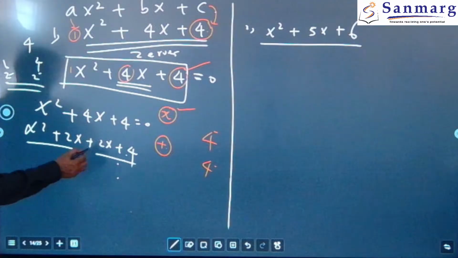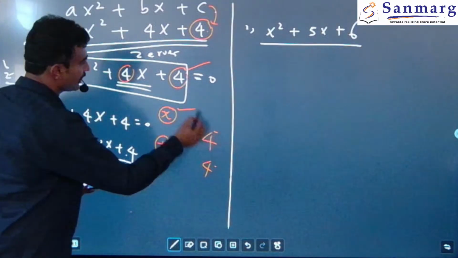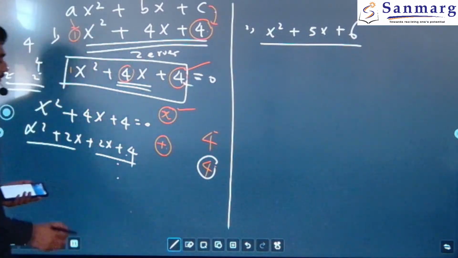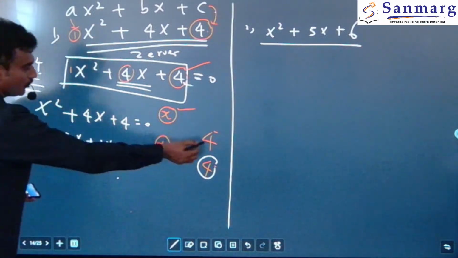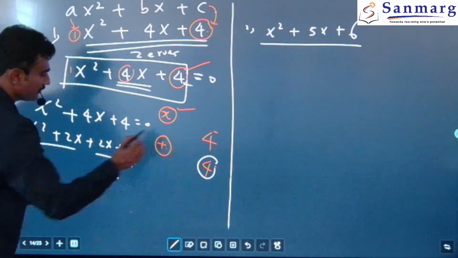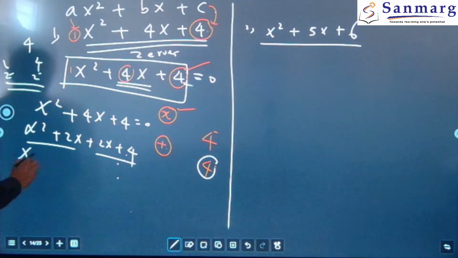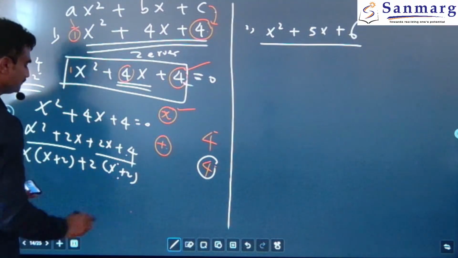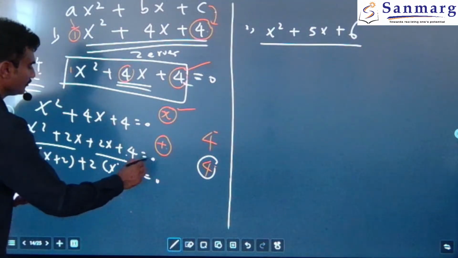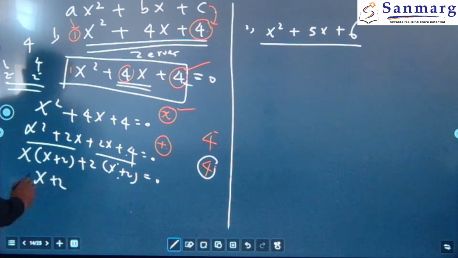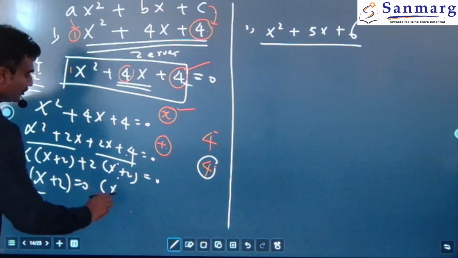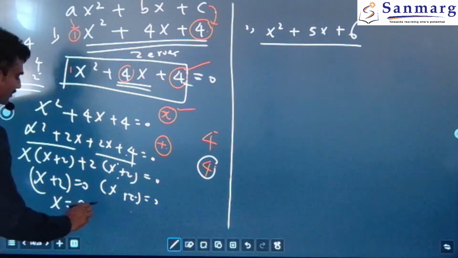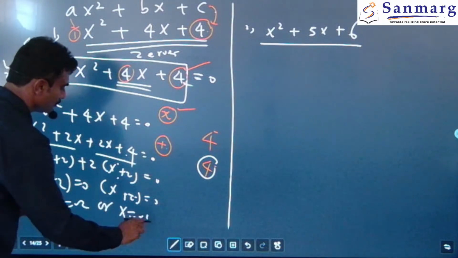So if we multiply, we will get the answer as 4, and if we add, the answer will again be 4. So 2 2s are 4, and 2 and 2 if we add, we again get 4. So take x as common, we will get x plus 2, plus 2 as common, we will get x plus 2. Therefore, we can write it as x plus 2 equal to 0, or x plus 2 equal to 0. Therefore, the value of x is minus 2, or x is equal to minus 2.